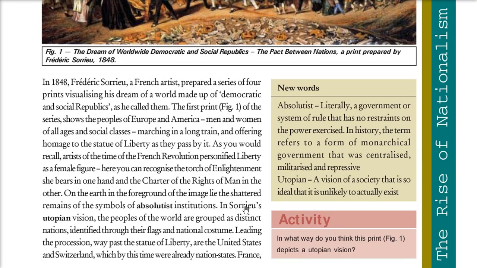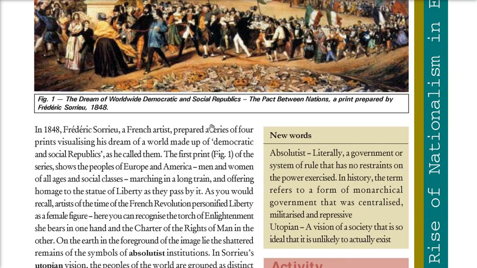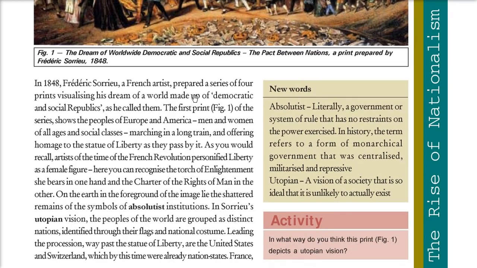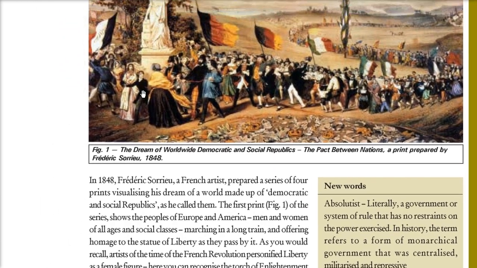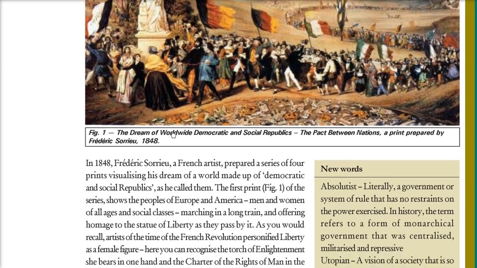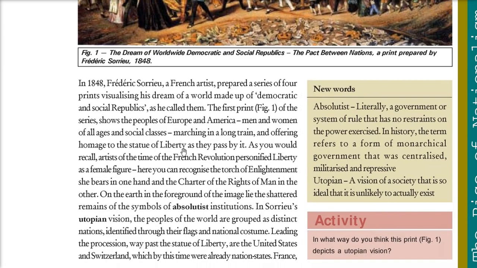Sorrieu has a utopian vision. That is, the people of the world are grouped as distinct nations identified through their flags and what they wear, that is the national costume. And if you see, the leaders here are the United States and Switzerland. Why? Because these states have already become nation states.